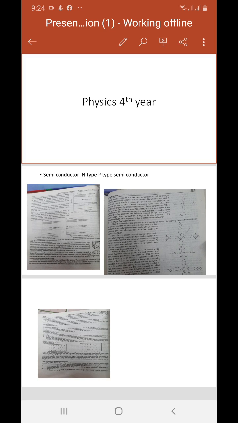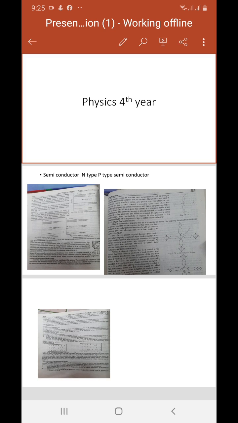There are two types of semiconductor: N-type semiconductor and P-type semiconductor. When a pentavalent impurity like Sb, antimony, whose outermost shell has 5 electrons, is added to germanium, 4 electrons will make covalent bonds with the germanium. Only 1 electron will remain free. This is known as a free electron.